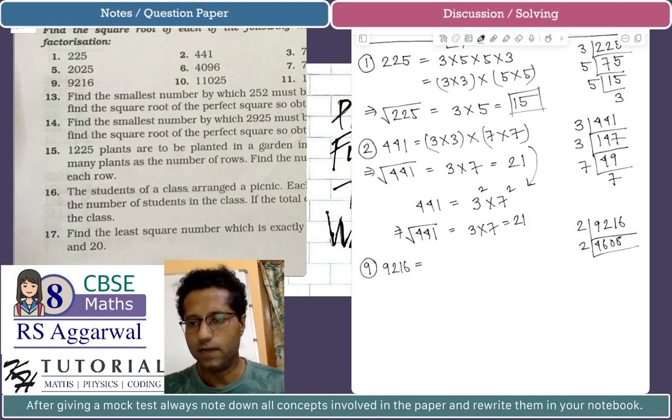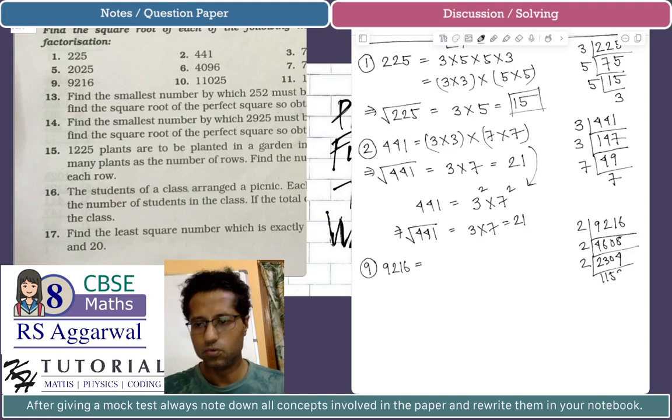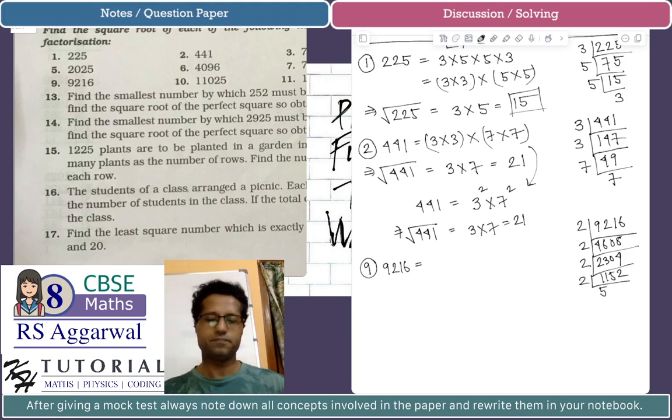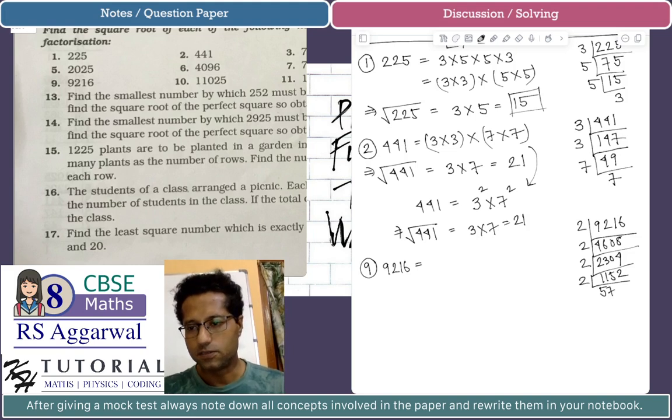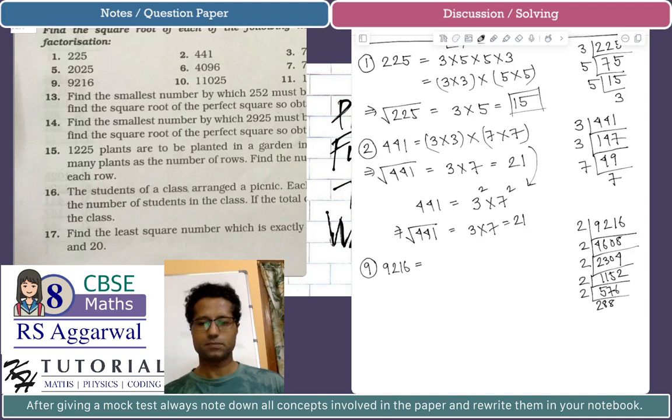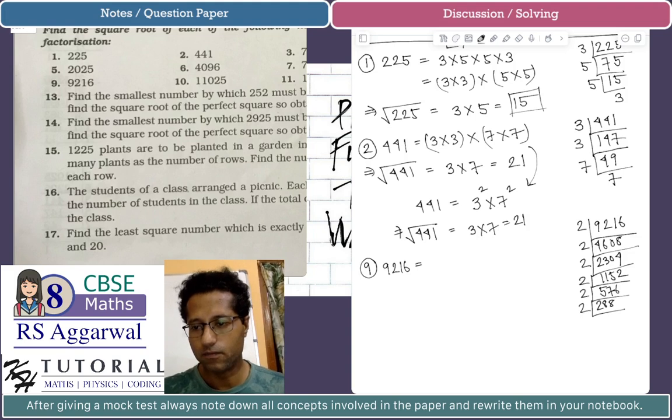Then again divide by 2. We have 2304. Then again I will divide by 2. I have 1152. Then again, if I divide by 2, I have 576. Then again, if I divide by 2, I will have 288. Then again, if I divide by 2, I have 144. It is going very long.